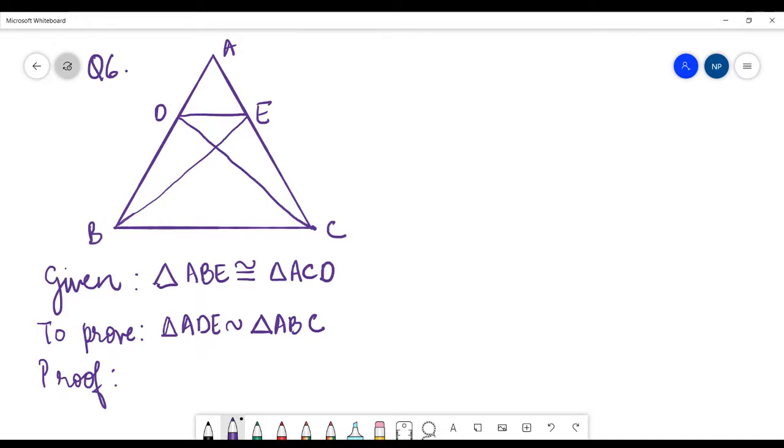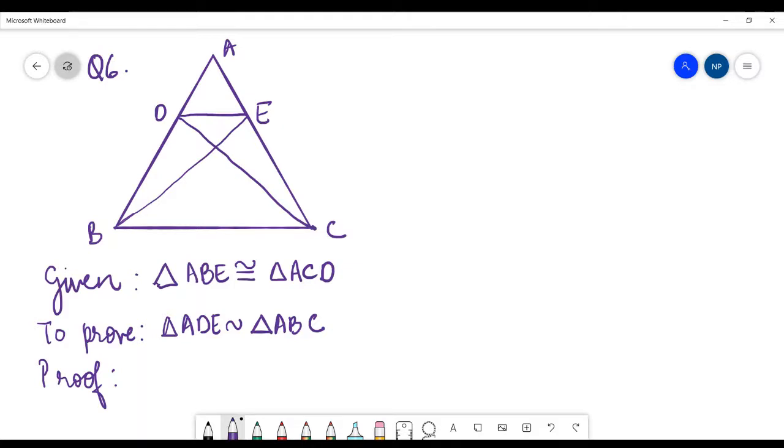Let us move on to question number 6. It says in the given figure, if triangle ABE is congruent to triangle ACD, show that triangle ADE is similar to triangle ABC. So in the proof, first of all given, we will write that triangle ABE is congruent to triangle ACD.